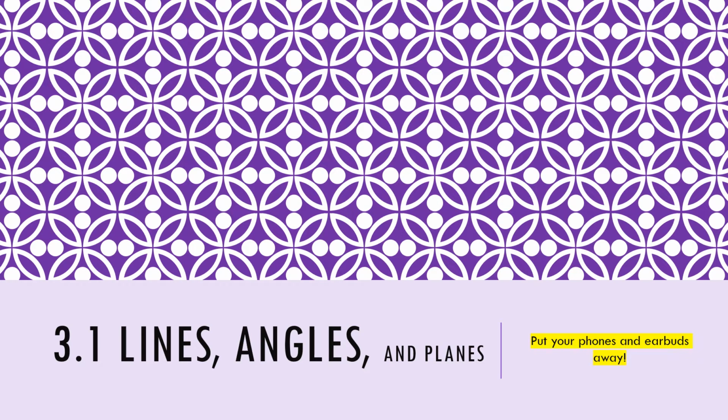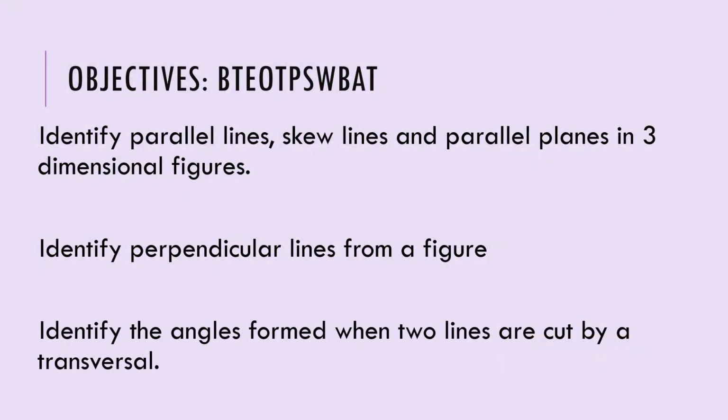Today we are doing lines, angles, and planes. We're starting chapter 3. The objective today is to identify parallel lines, skew lines, and parallel planes in three-dimensional figures, identify perpendicular lines from a figure, and identify the angles formed when two lines are cut by a transversal.